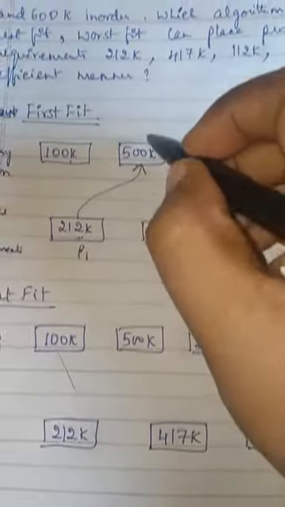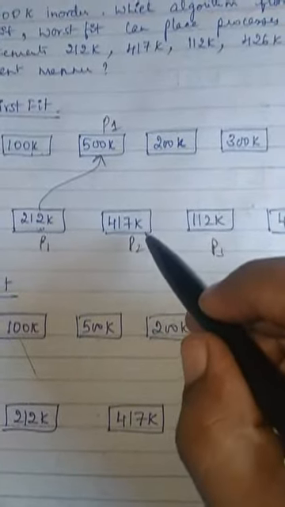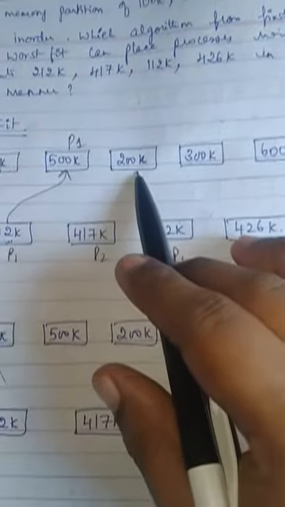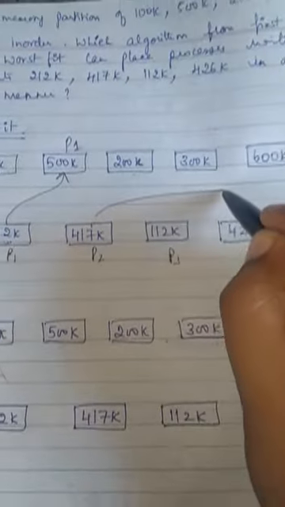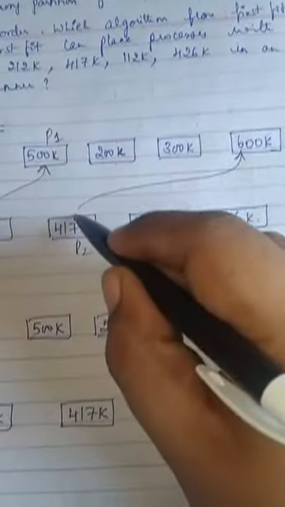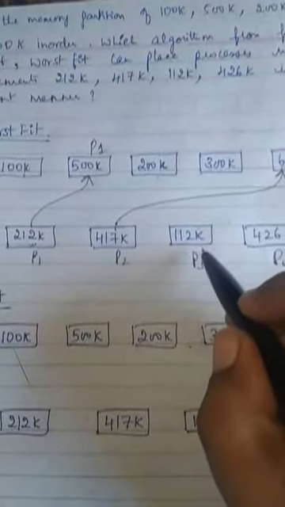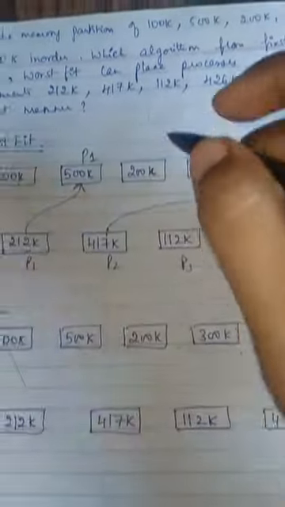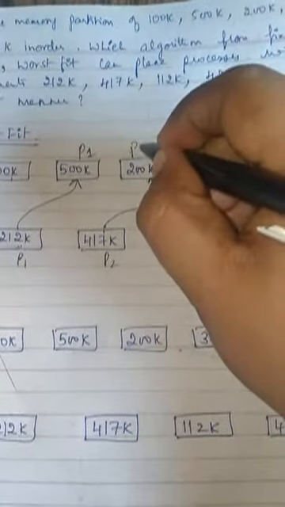So this can be placed here. So here P1 is going to come. Next you have 417. Here you cannot, here it is already placed, here you can't, but here this is possible. 417 can be placed inside 600. So here P2 is there. Next you have 112. In 100 you cannot, this is already filled, here you can place. So you are going to come here. So this is your P3.